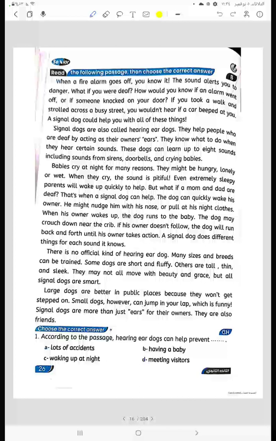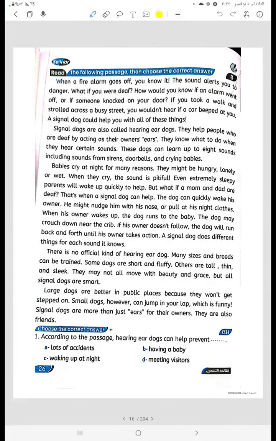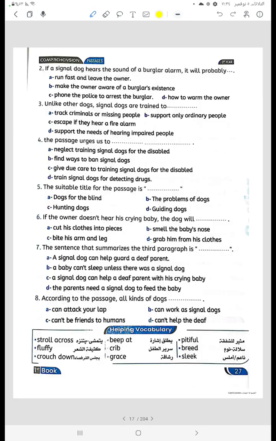Signal dogs are more than just ears for their owners. They are also friends. According to the passage, hearing ear dogs can help prevent lots of accidents, having a baby, waking up at night, meeting visitors. طبعا الإجابة هتبقى رقم A. lots of accidents. ندخل على الصفحة اللي بعديها.